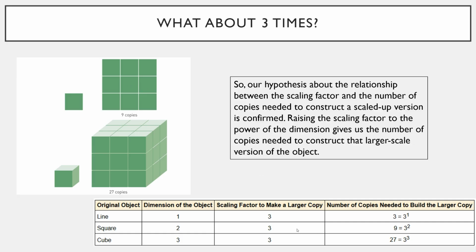Where does that 9 come from? I want to scale it by 3, raised to the number of dimensions. 3 squared is 9. So a cube, to make it 3 times as big, well, the dimension here is 3. I want to scale it by 3. So you take the scaling factor, 3, and raise it to the dimension 3. You would need 27 cubes. So we've established a relationship here. The hypothesis about the relationship between the scaling factor and the number of copies needed is confirmed. Raising the scaling factor to the power of the dimension gives us the number of copies needed to construct the larger scale version of the object.